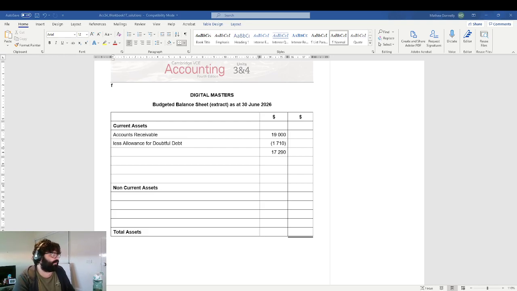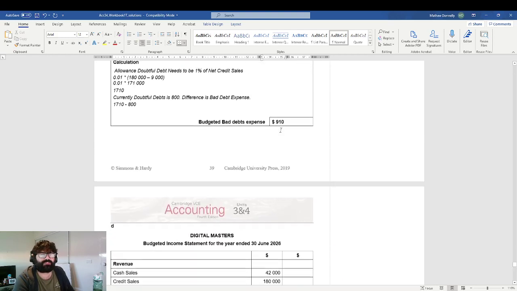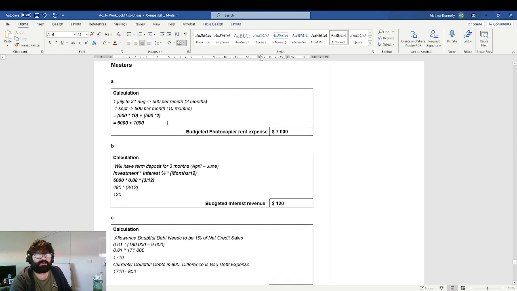So next one, Poppy is currently renting a photocopier at $500 per month, payable 12 months in advance, and then it increases to $600. So let's go prepaid photocopier. Prepaid photocopy rent. Now we need to calculate this amount. So how do we get it? Let's go back to the photocopy expense.